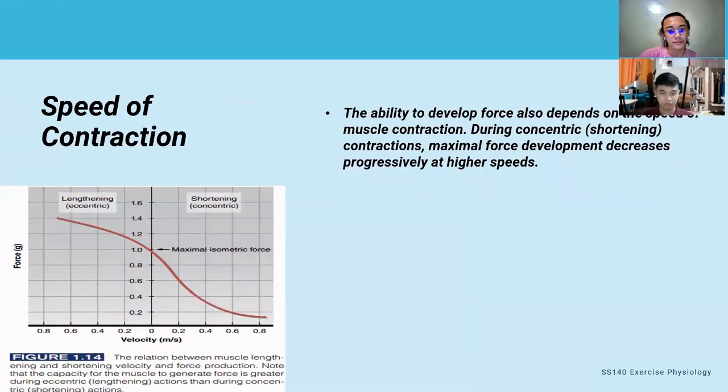Speed of contraction also affects the amount of force produced. For concentric contraction, maximal force is achieved with slower contractions. The closer to zero velocity or static, the more force can be generated. With eccentric contraction, however, faster movement allows more force production.